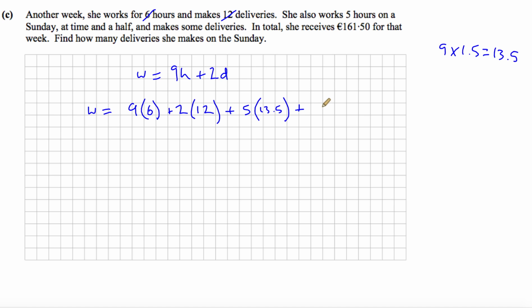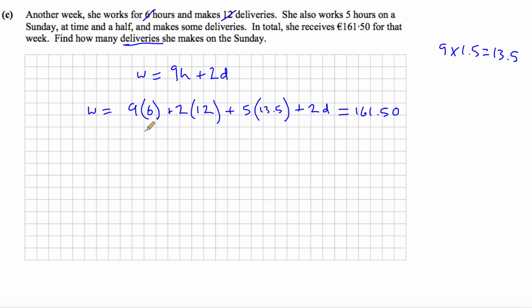And she made some deliveries, okay? So some deliveries, we don't know how many, but we know that she gets €2 per delivery, so plus 2 times the number of deliveries. So that's her wage for the week. And we know that this is equal to €161.50. That's the total. And we're trying to find out how many deliveries she makes, so we're looking for D. So we have an equation here now in D, so we can start to work on this.